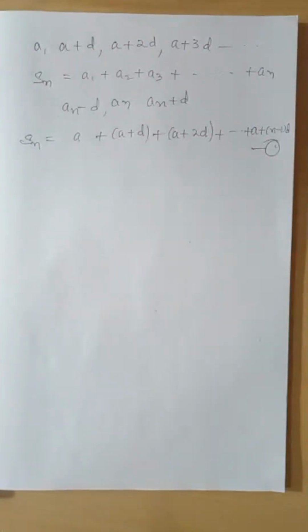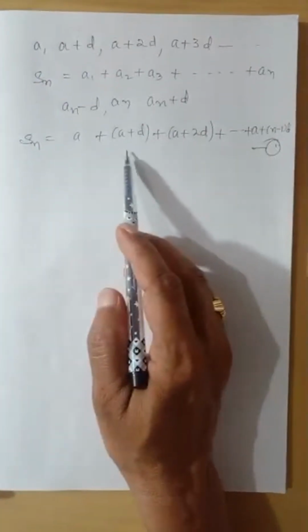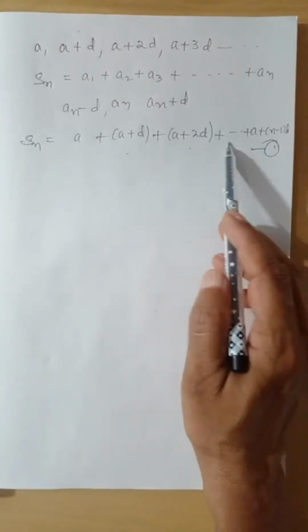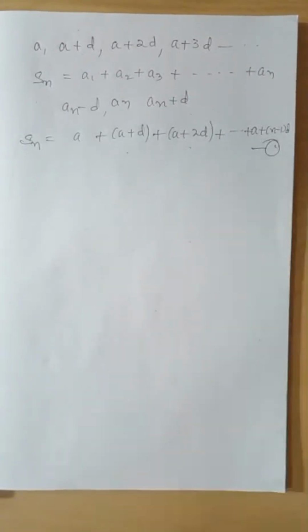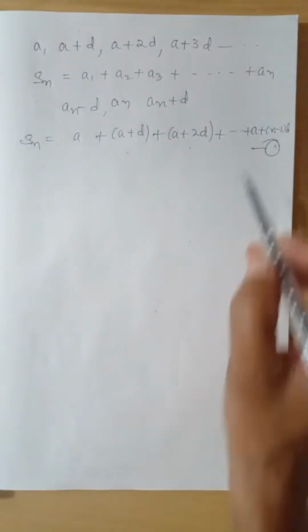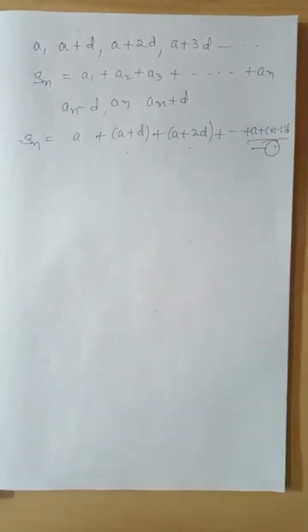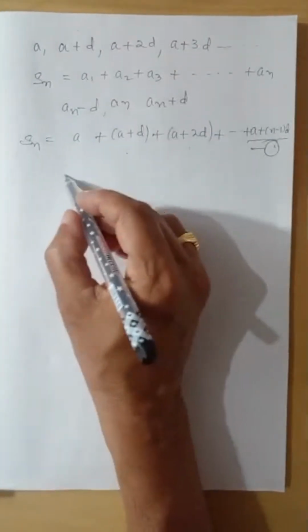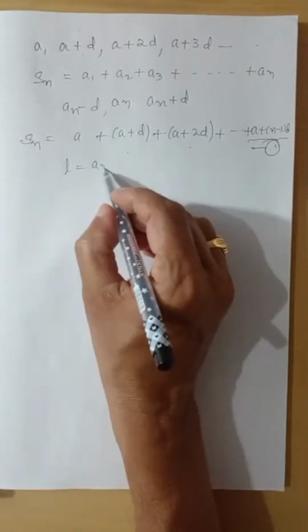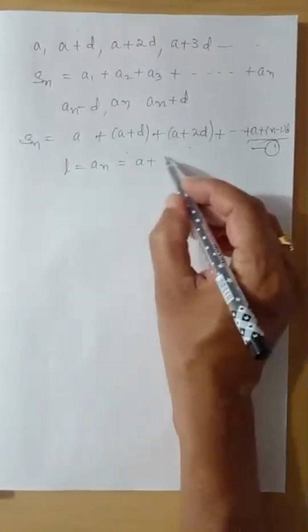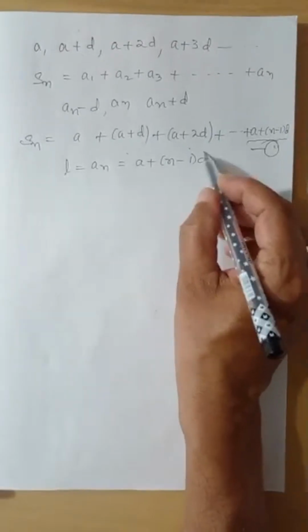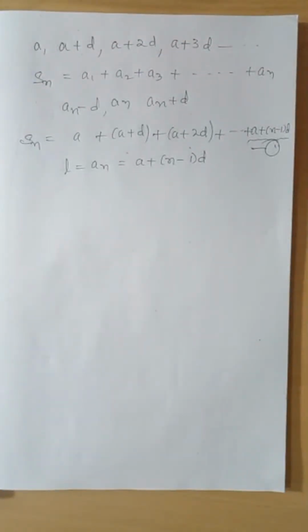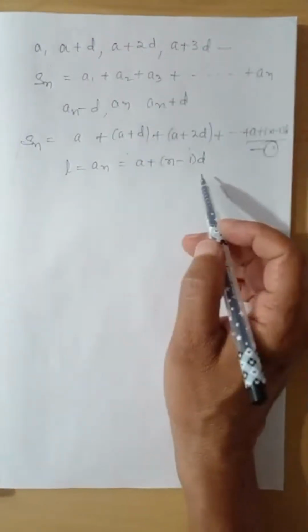So what are the terms to be added? a plus a plus d, a plus 2d, dot dot dot, plus a plus n minus 1 d. Here I want to assign the nth term as the last term, which is taken as l. l is nothing but the nth term, that is a plus n minus 1 into d. It is easy to remember.